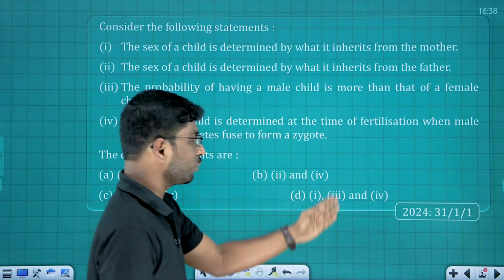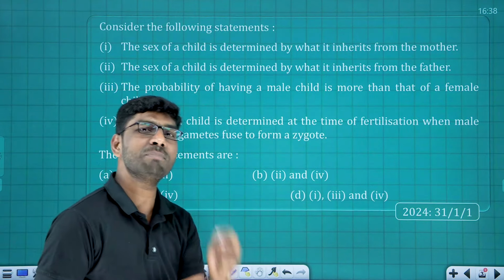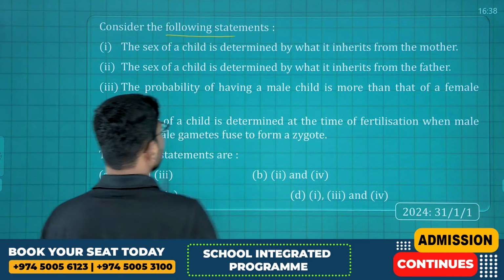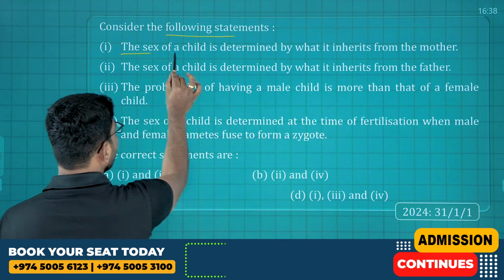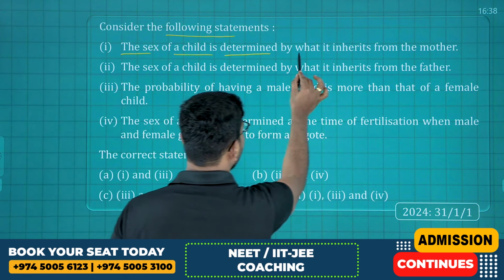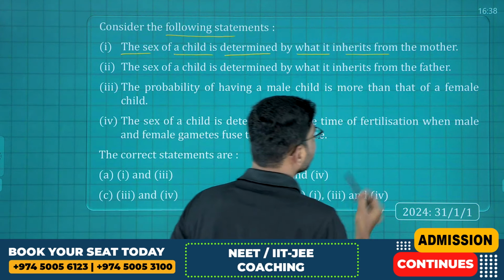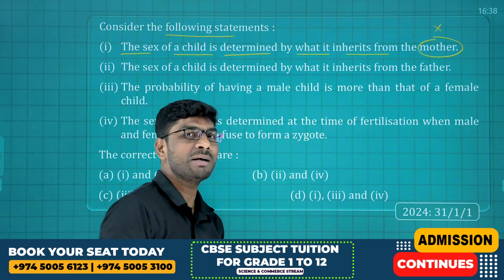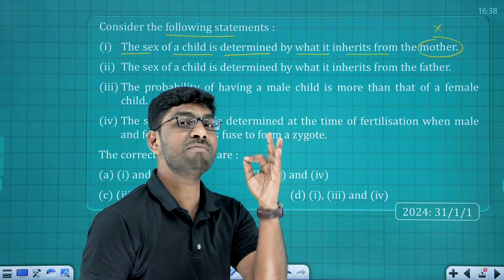First question, a 2024 question, it is a statement based question. Consider the following statements. Four statements have been given. The sex of a child is determined by what is inherited from the mother is given. No, the sex of a child is determined by what is inherited from the father.